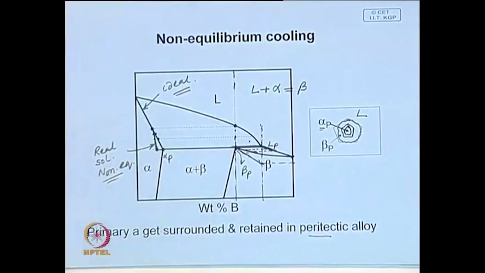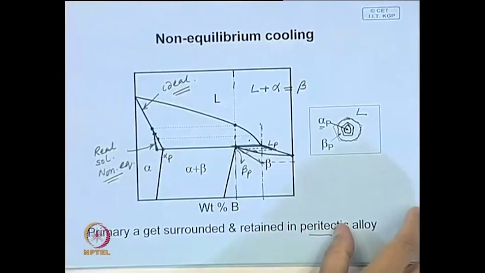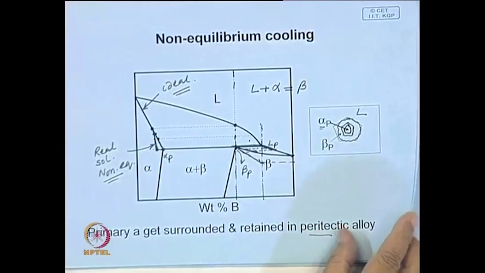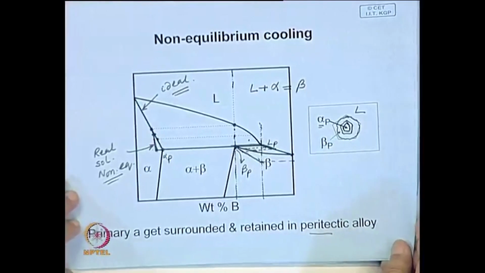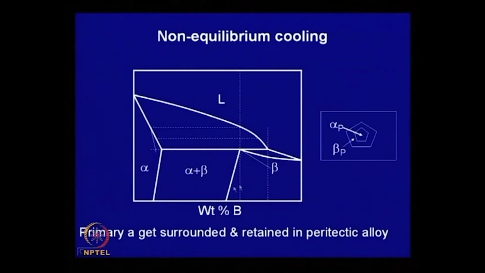So here it is a little more complex. In case of a peritectic reaction, if there is a peritectic reaction in any system, the primary alpha will get surrounded and retained even in a peritectic alloy.